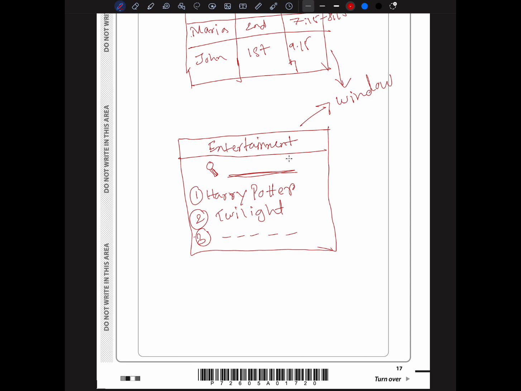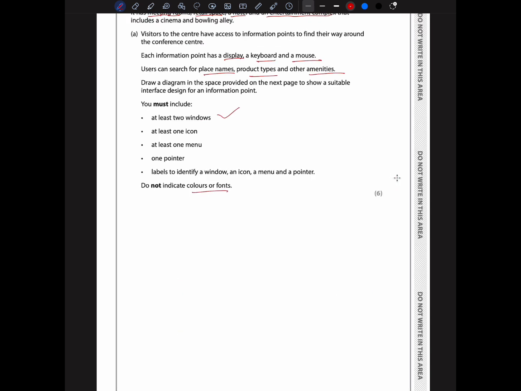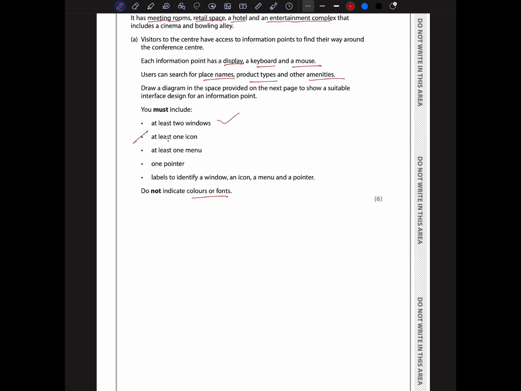Okay, this is an icon, right? This is considered as an icon. This one is considered as a menu. So that means we already added the icon, done. We added the two windows, done. At least one menu, one pointer, right?